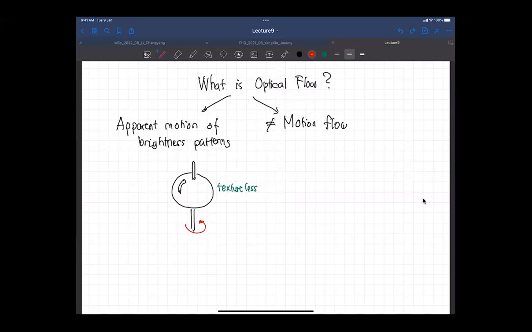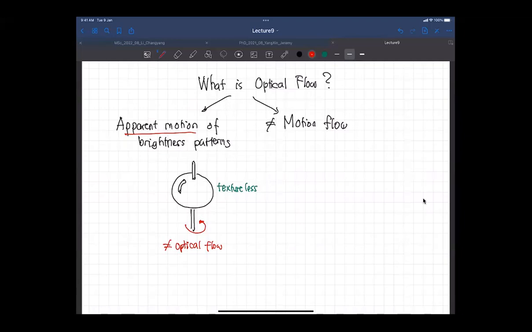So if the appearance of the object is not showing any motion, that's the meaning of optical flow. That's why this is apparent motion. So for this case, this one is not optical flow. Optical flow will not be able to capture the motion. This is beyond optical flow, because optical flow will not be able to give you any motion information.